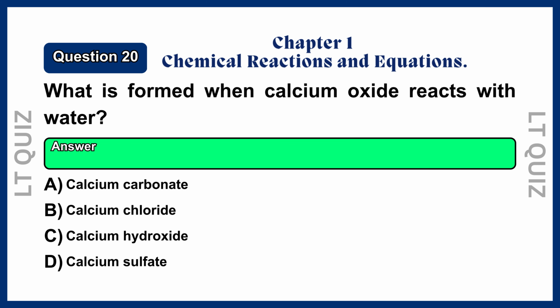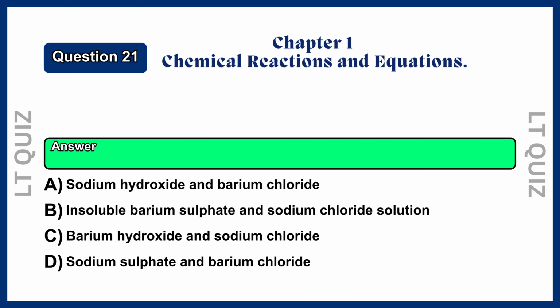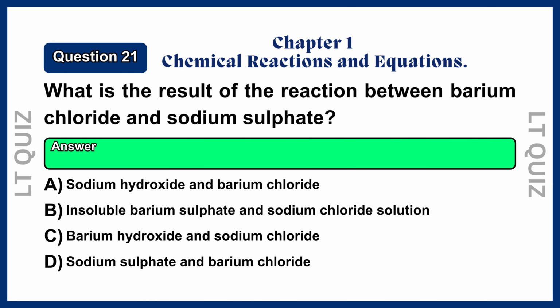What is formed when calcium oxide reacts with water? The correct answer is option C, calcium hydroxide. What is the result of the reaction between barium chloride and sodium sulfate? The correct answer is option B, insoluble barium sulfate and sodium chloride solution.